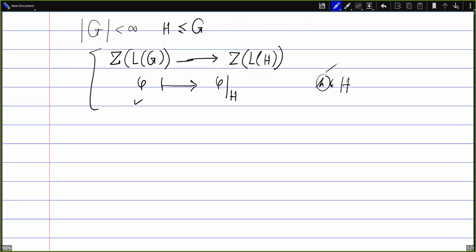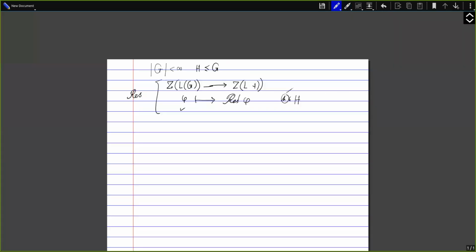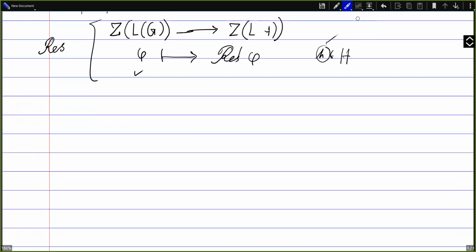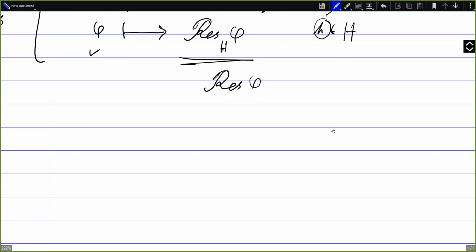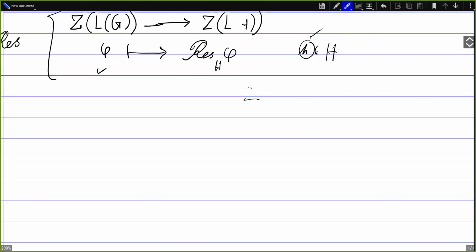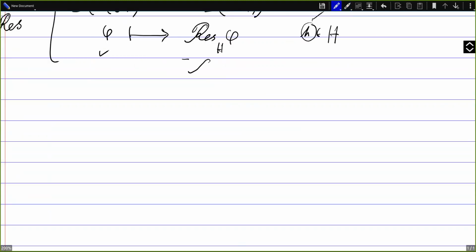We shall call this map res, and in fact from now onwards in our context we will use a different notation for this. Instead of writing the usual set theoretic notation, we'll rather write res phi on H, or simply when there is no danger of confusion, we'll simply write res phi.